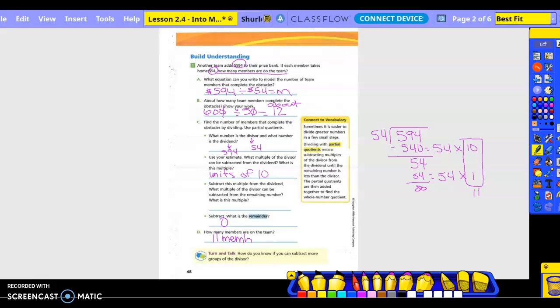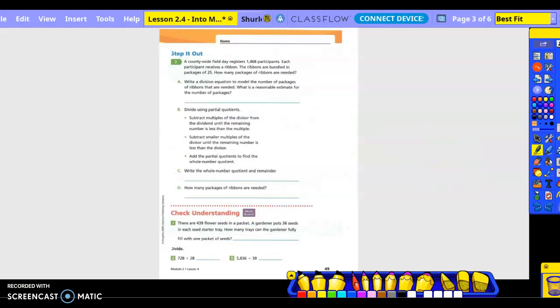11 members. And how do we know that our answer is reasonable? Because our estimate was 12 and that's 1 out. Okay, so our estimate is close to our actual answer. 11 and 12 are really close, right? Okay. Step it out. Number 2, a countrywide field day registers 1,468 participants.